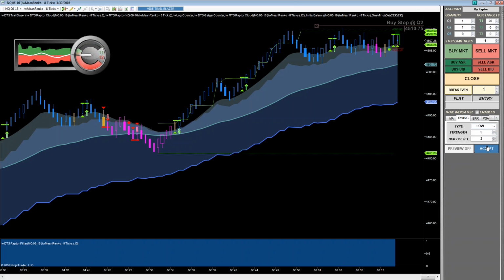I'll get my stop strategy ready. I'll go with the chandelier again. It's going to keep my stops a little bit further away to start, at least until we get out of this sideways drift.